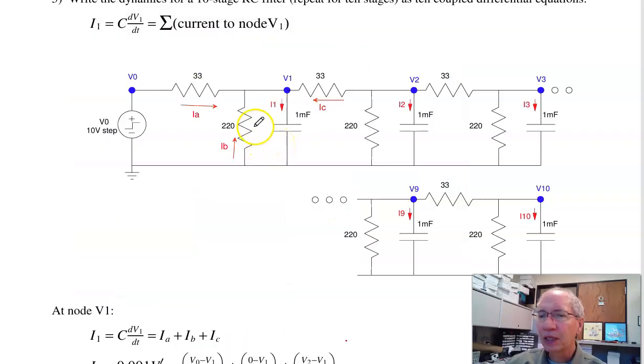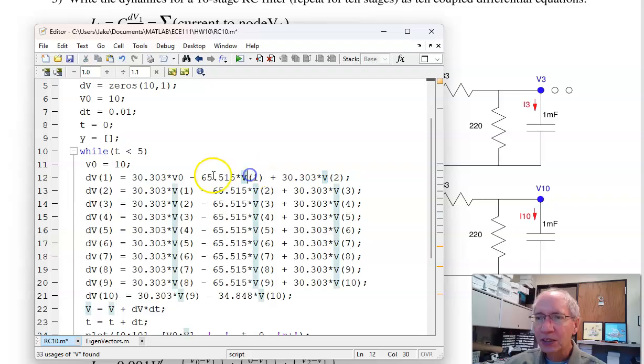So to do that, do the same thing we did before. By symmetry, all the nodes are the same except for node 10. So if I find the node equation, the differential equation at node 1, it's the same differential equation everywhere, just increase the index. That's kind of what this code does.